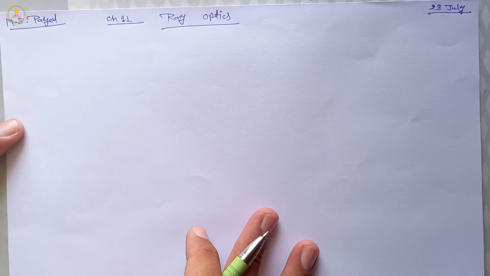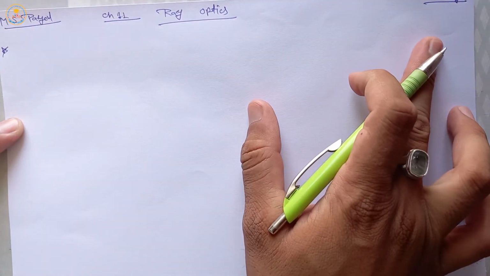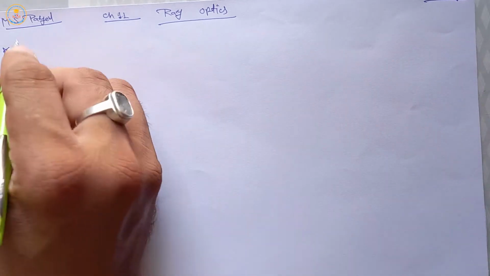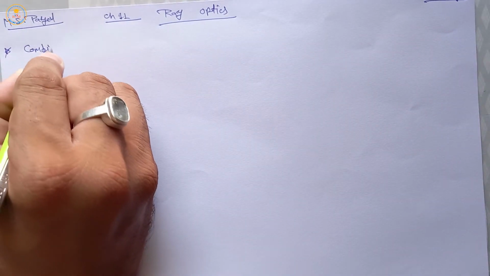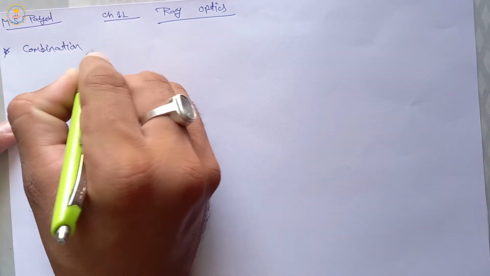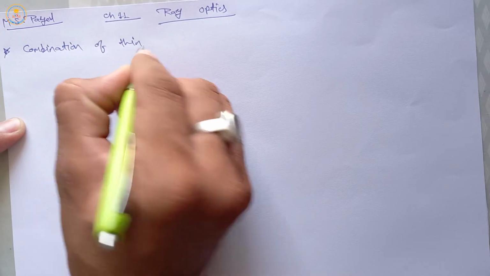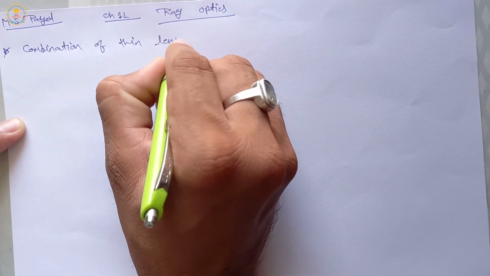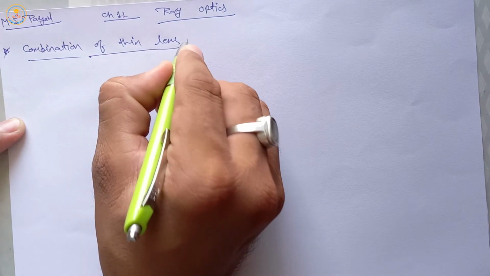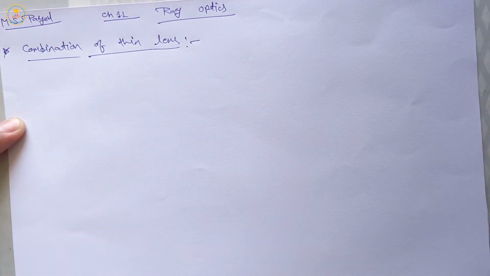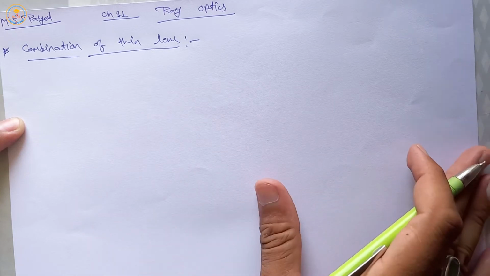Today, we learn combination of thin lenses. So we discuss our new topic, which is combination of thin lenses. Firstly, we take two lenses, and after that we take more than two lenses.